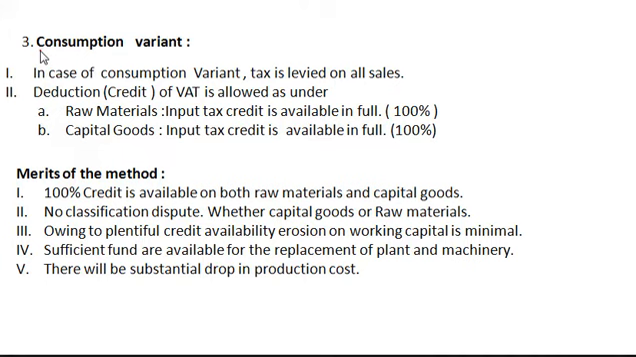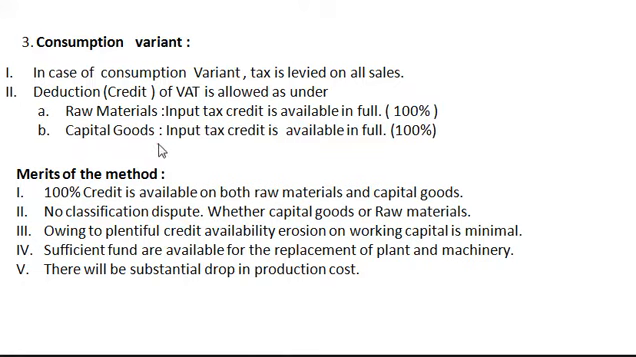Our third variant is a consumption variant. In this variant, tax is levied on all sales which takes place within the boundary of the state. Normally we call as an intrastate sales. And VAT credit is allowed as on raw material purchase 100% credit is allowed. Whatsoever VAT paid while purchasing raw material, normally we call it as an input, 100% credit is allowed for calculating net VAT payable to the government.